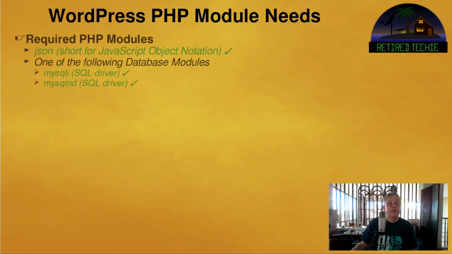So moving onward, let's talk about PHP modules and the absolute required PHP modules. First one is JSON, which is short for JavaScript Object Notation. That one is installed with the default PHP, so it should already be installed.